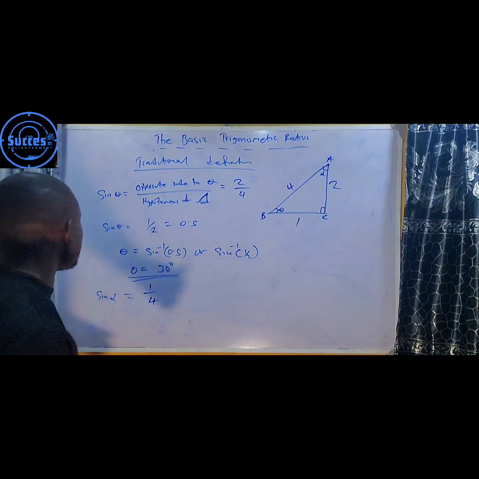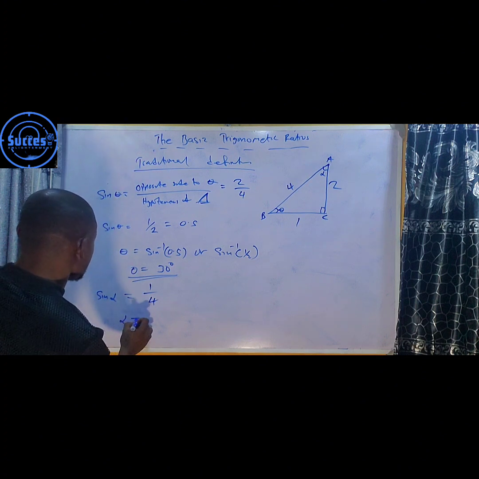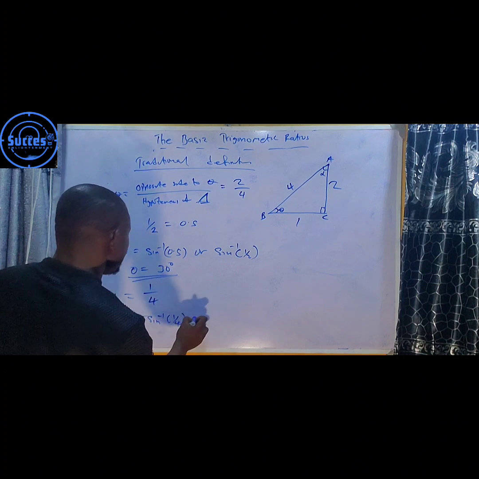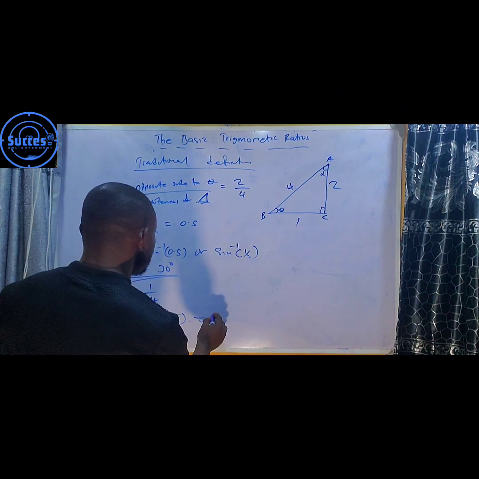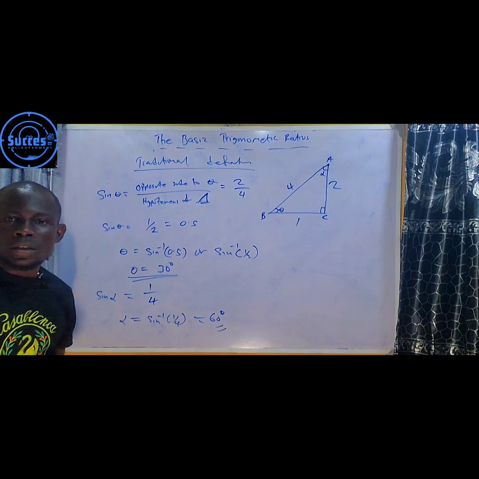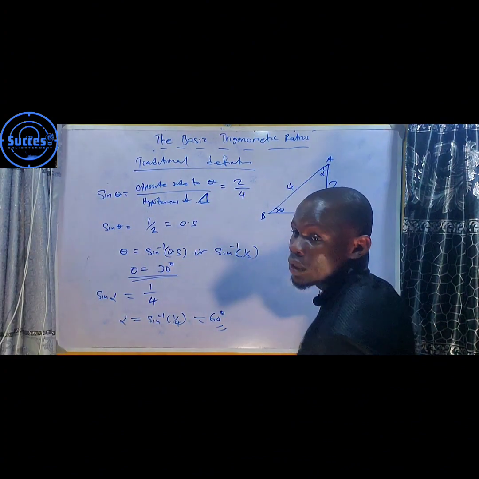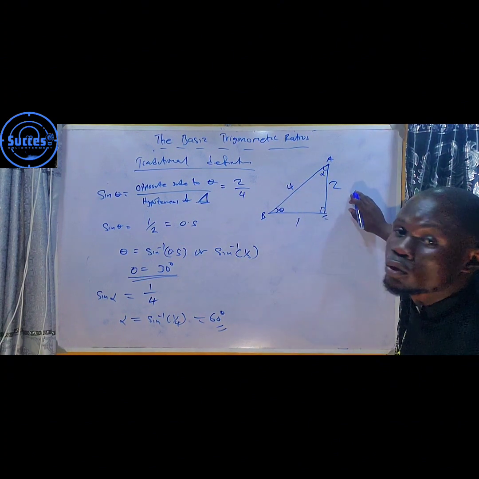So what do you do from here? Alpha will now be arcsine of 1/4. When you press this on your calculator, it will be 60 degrees. With this knowledge, you don't have any of these angles, you have this one to be 90 degrees. All you have is the sides 4, 1, and 2.